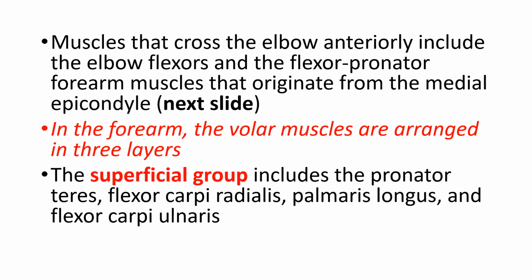Let me tell you, this is a question. It's a silly question, but it's nice to know. The question asked is, what structures are localized superficially in the forearm? You have to think on the flexor aspect: the pronator teres, the flexor carpi radialis, the palmaris longus, and the flexor carpi ulnaris.